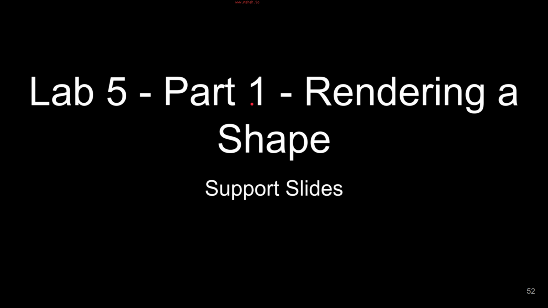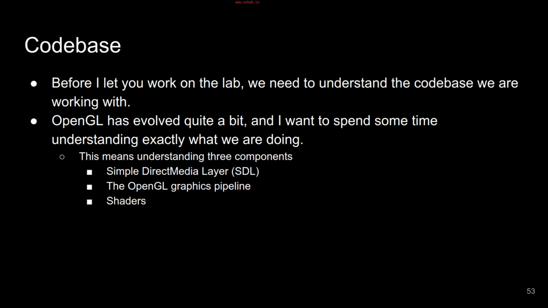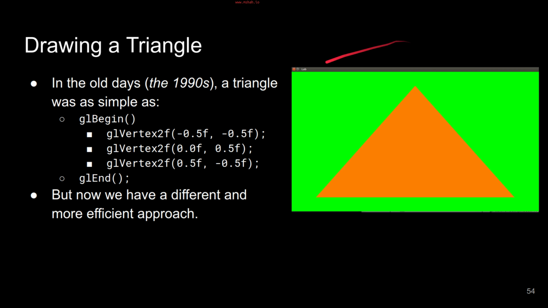And talk about what you're going to be doing for today's lab. Okay, so for part one, we're going to be rendering a shape. And we need to sort of understand the code base we're working with. OpenGL's evolved quite a bit, so we just want to spend a little bit of time on things. We have to really understand a little bit of SDL, which you've got a little bit of exposure to by design, the OpenGL graphics pipeline, again, which we've talked about, and then shaders. So, there are a couple different components here in this class, okay?